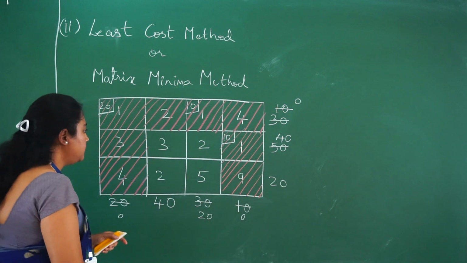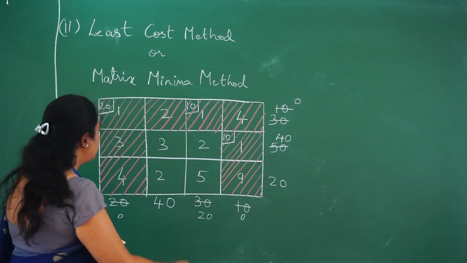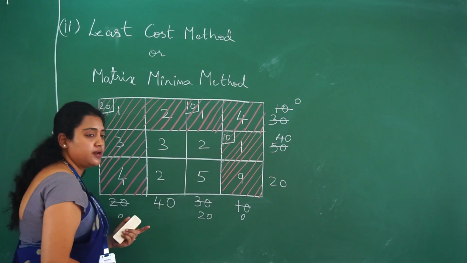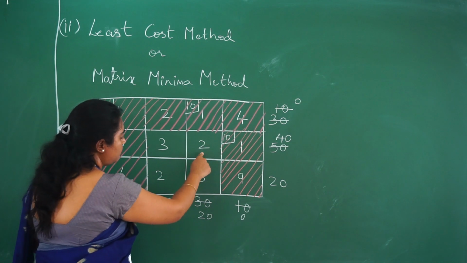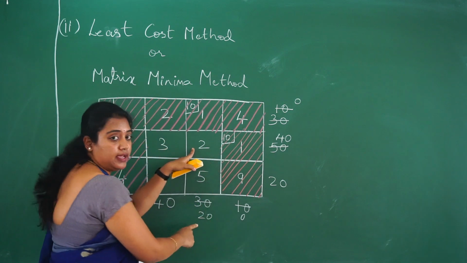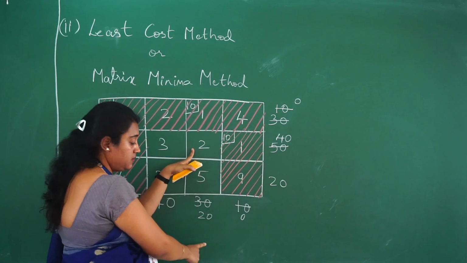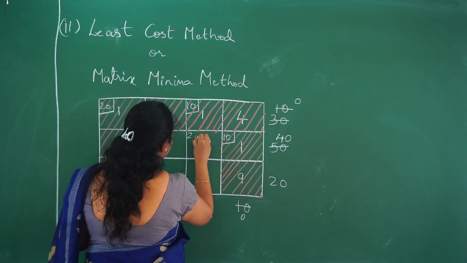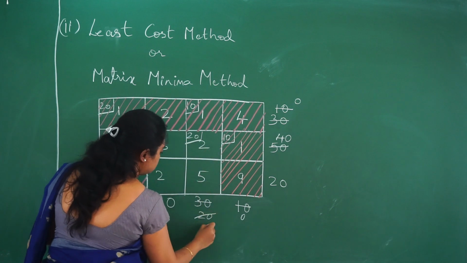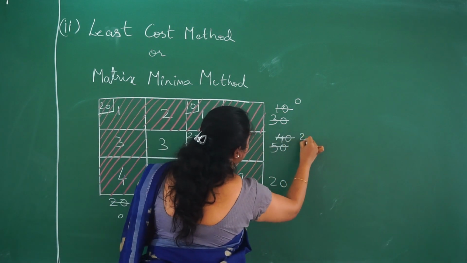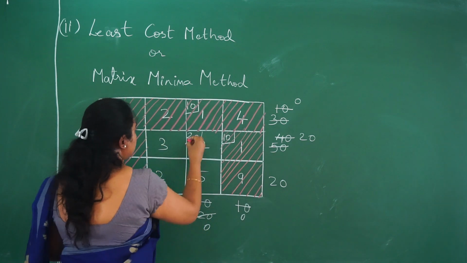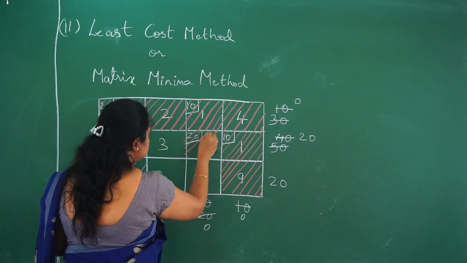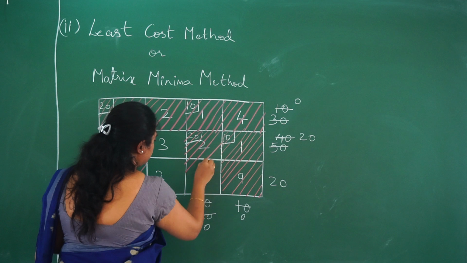Okay, so take the next least cost. You have 2 here and here, anywhere you can do it. I'll be doing it in the second row, here. The corresponding A and B are 20 and 40. In this the minimum is 20. So I'll write the 20 here. So 0 remainder, and here still you have 20. So just shade this since it has become 0.